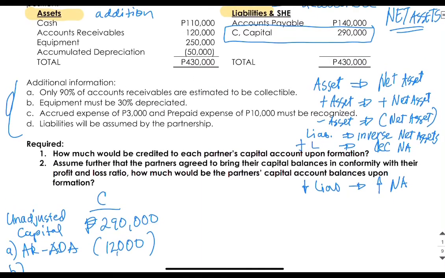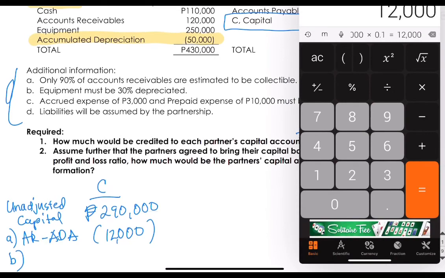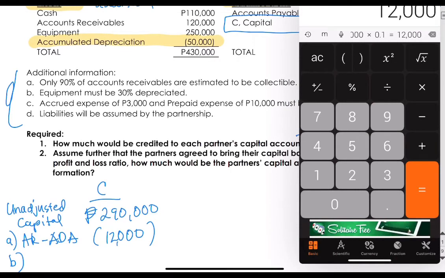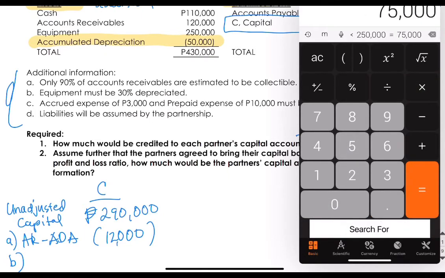So as you can see, equipment has been depreciated already by 50,000 pesos only. So let's check if it will be the same as the supposed adjustment of 30%. So 30% times 250. The accumulated depreciation should be 75,000, but the sole proprietorship recorded only 50,000. So we have to depreciate the equipment by 25,000 more.